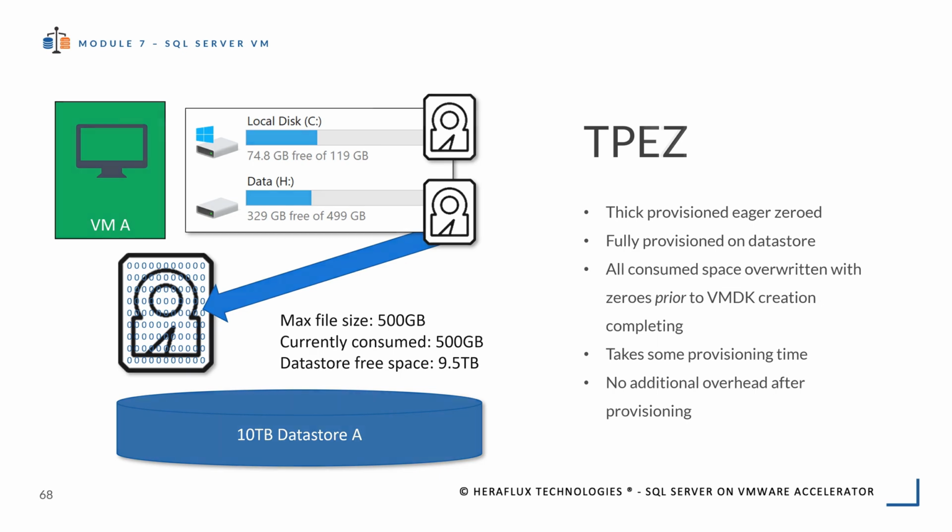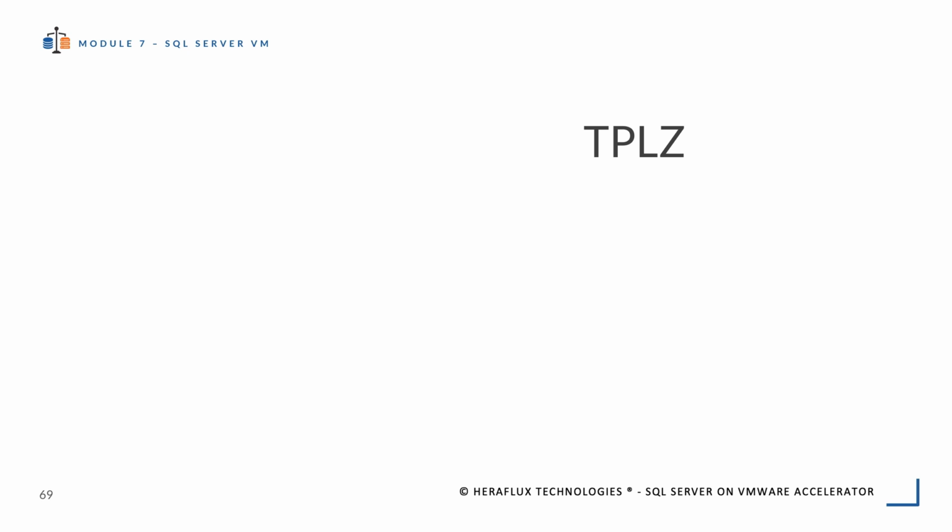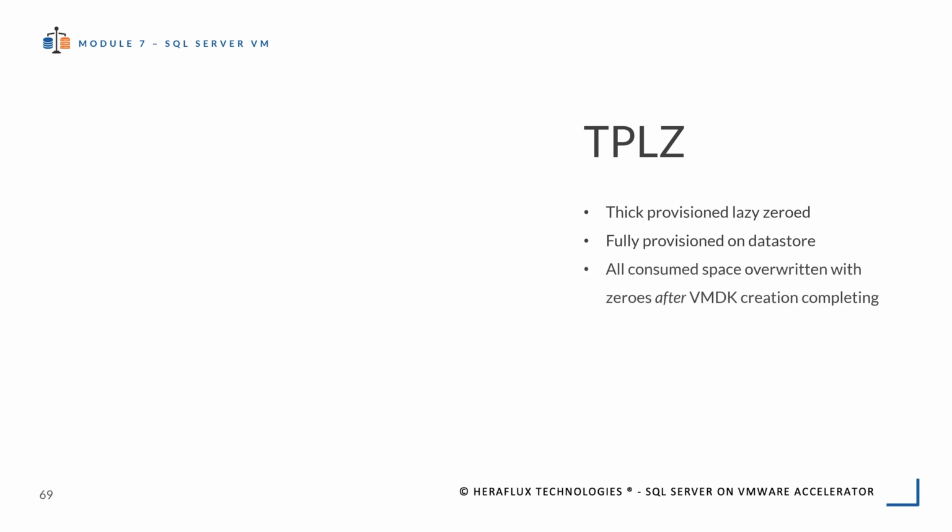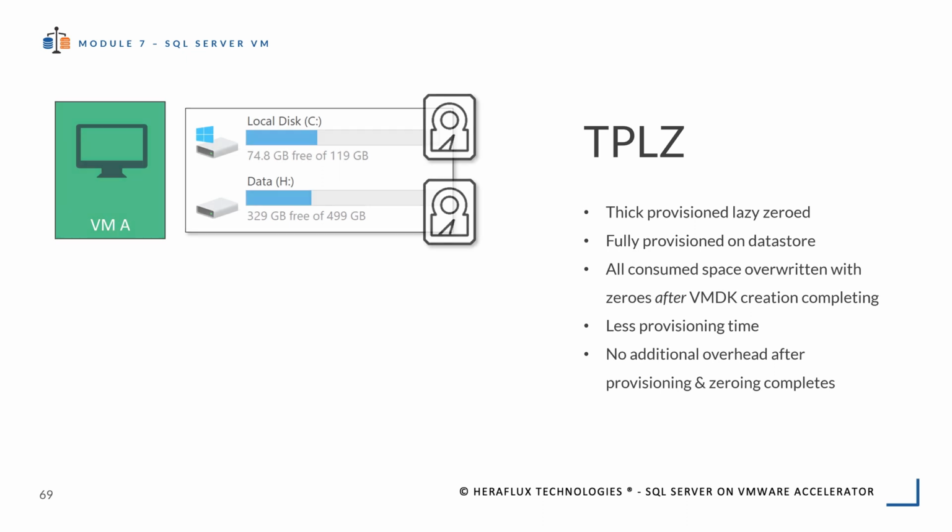I can't use this virtual disk until the VMware process is done writing zeros to fill up this 500 gig virtual disk. The next provision type is thick provision lazy zeroed. It is eventually fully provisioned on the data store. The disk is allocated logically as a full disk, but all consumed space is overwritten with zeros after that step completes. It has potentially less provisioning time than thick provision eager zeroed, and after the storage level zeros completes, there's no additional overhead for us using that storage.